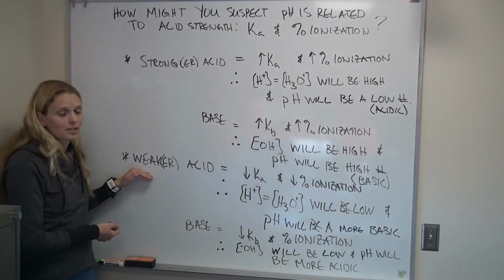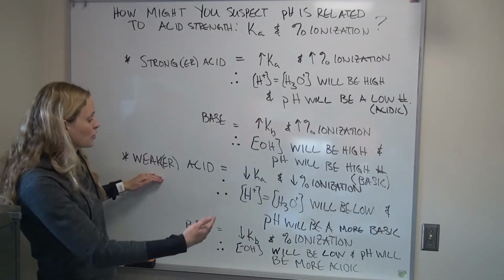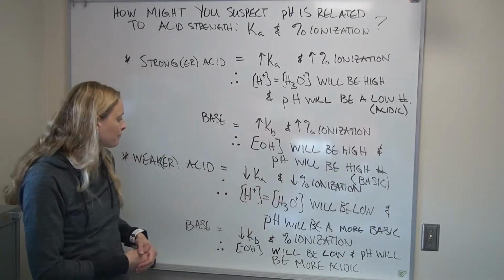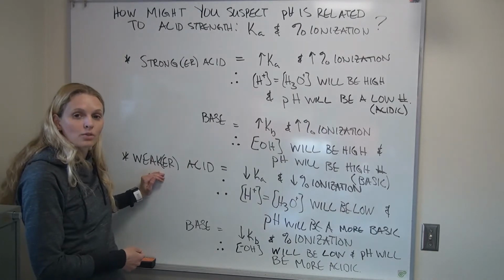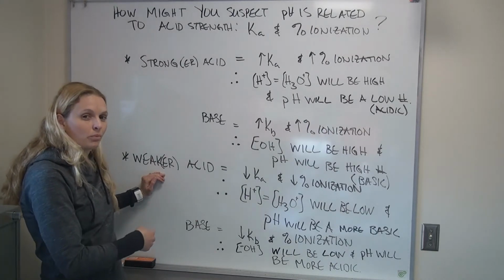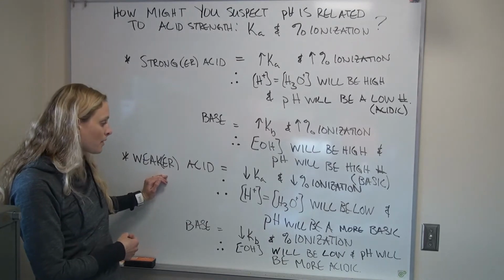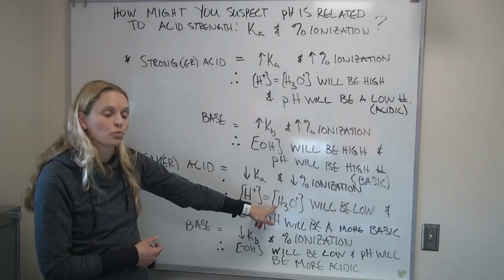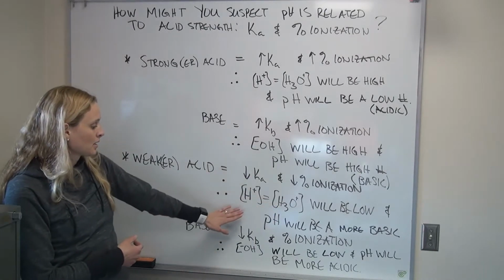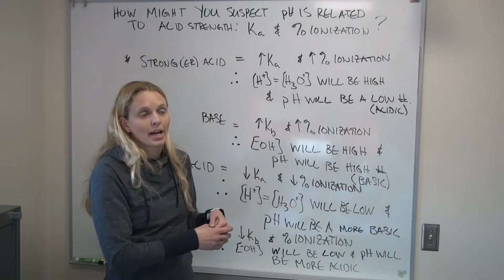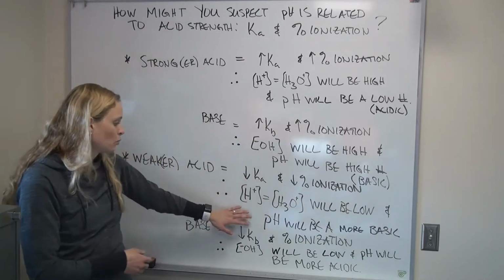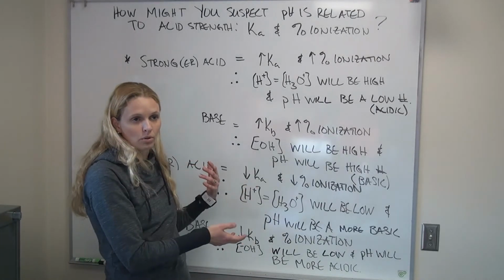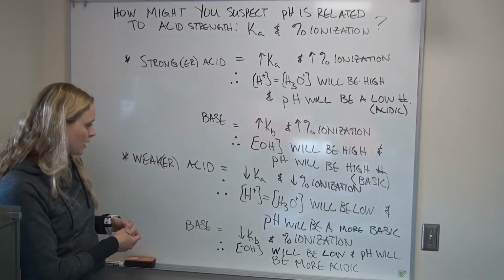In terms of a weaker acid, a weak acid is not dissociating very much, so we would have a low Ka number and a low percent ionization. The concentration of the acid will dictate more closely what the actual pH number is, but we do know that the H plus or H3O plus concentration will be low, and the pH will be more basic. It might not actually be above 7, but it will be a higher pH than a typical stronger acid.